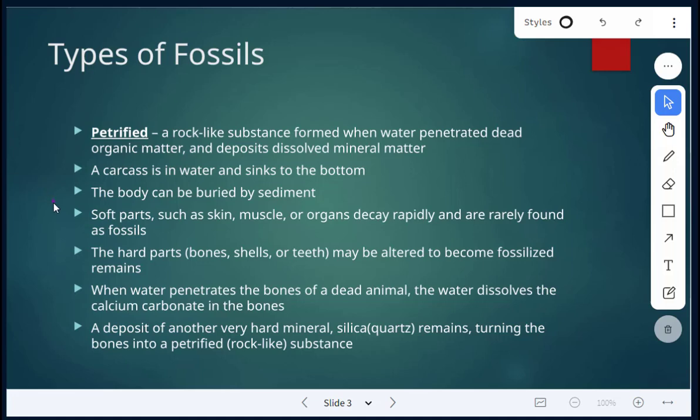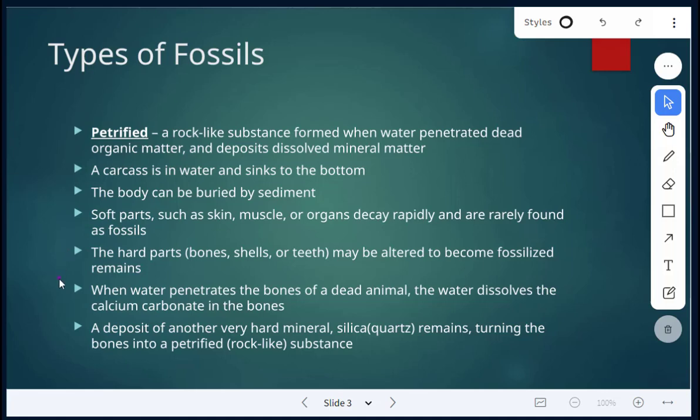The soft parts, like the skin, the muscle, the organs, are going to decay very rapidly, and they're very rarely found as fossils. Then the hard parts, those include things like bones, shells, and teeth. They may become altered to become fossilized remains.